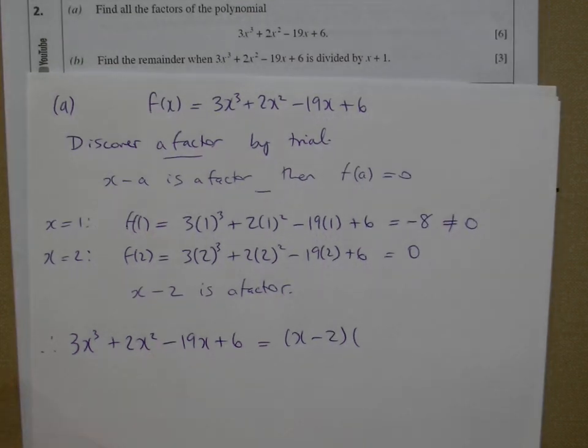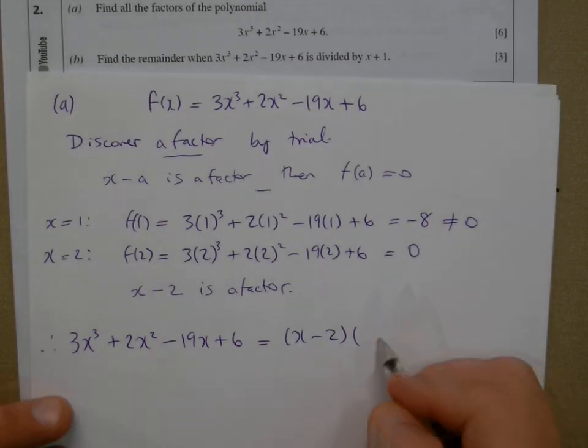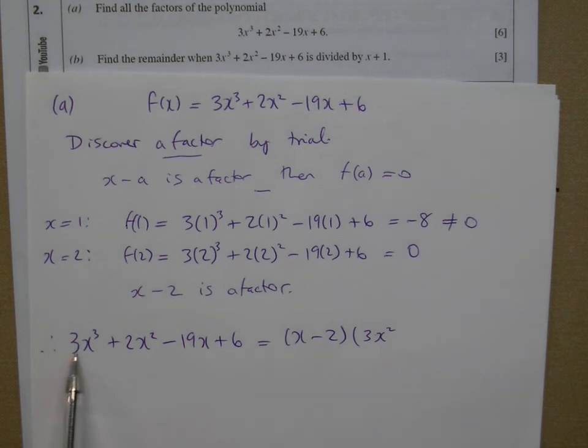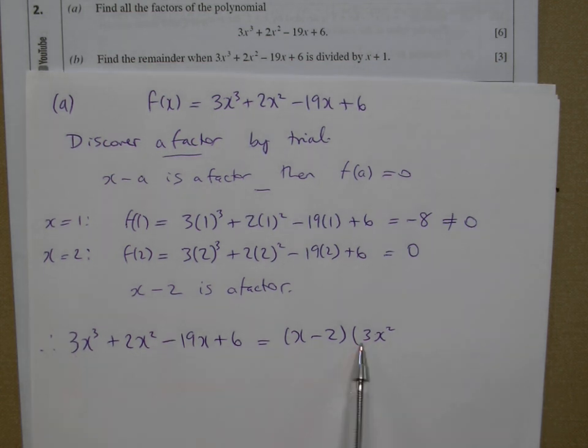Now, we don't know what they are, but I do know what goes in front of the x squared. I know straight away that it's going to be 3. I know that because quite simply, you look at what's in front of the x cubed here. Whatever's in front of the x cubed, you put in front of the x squared there. Because it's a 3, I'm going to put 3 here.